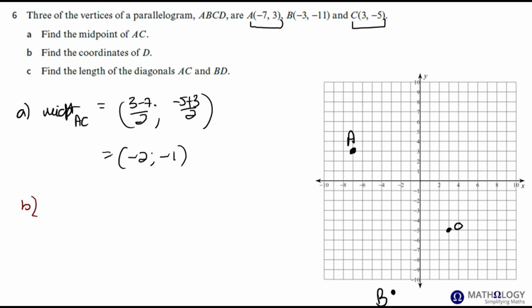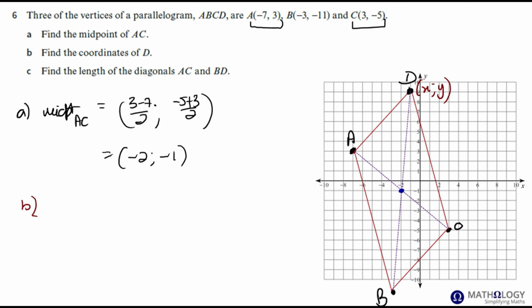Now they tell us that ABCD is a parallelogram. Okay, so now the fact that ABCD is a parallelogram, there's a lot of information we can actually get from this. To find the coordinates of D, the best method to use is the midpoint of each diagonal. That's the quickest and easiest way to find the coordinates of one of the vertices of a parallelogram.